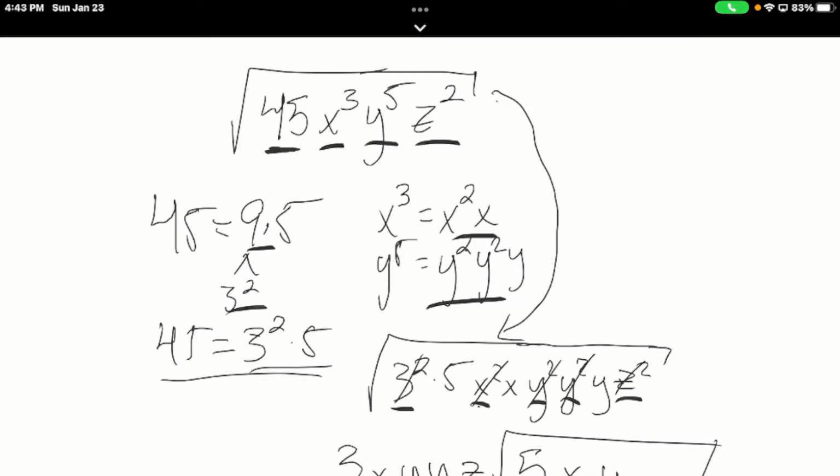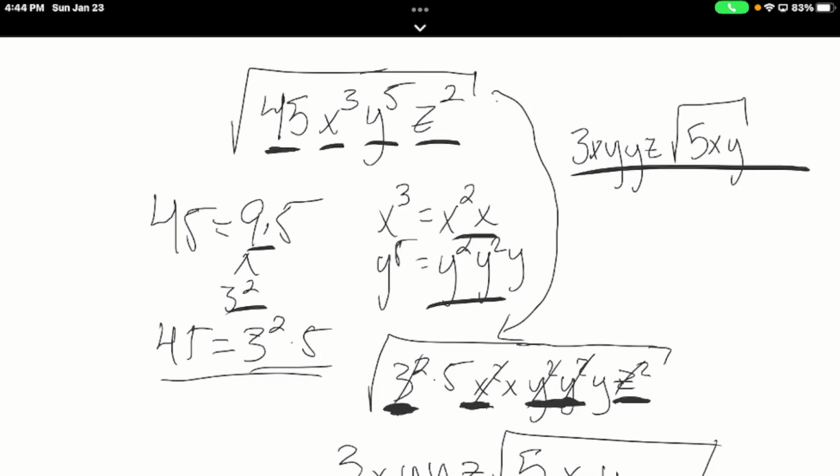Okay. In fact, this ends up. Oh, we cannot see that. Okay. Let me rewrite this up here. So what I have on the bottom is I have 3x y y z square root 5x y. Notice that I took the square root of the 3 squared, the x squared, the 2 y squareds, and the z squared. That's how I got where I'm at up here. Okay, the leftover stuff, the 5, the x, and the y are still inside that radical.